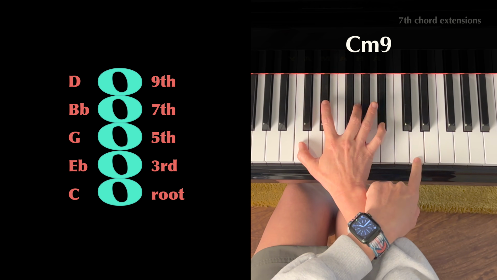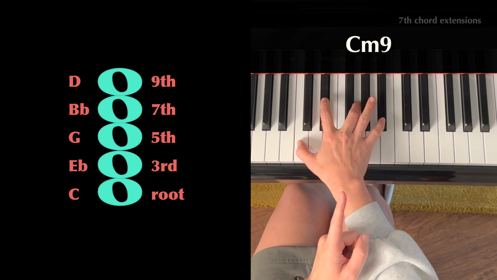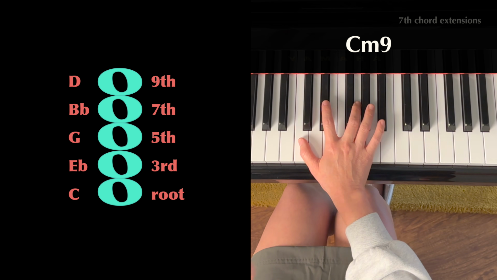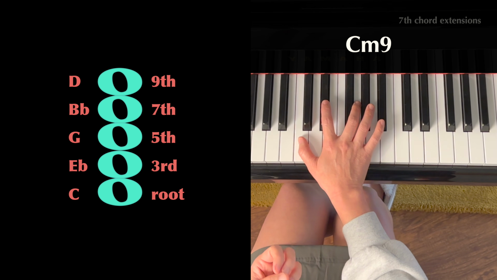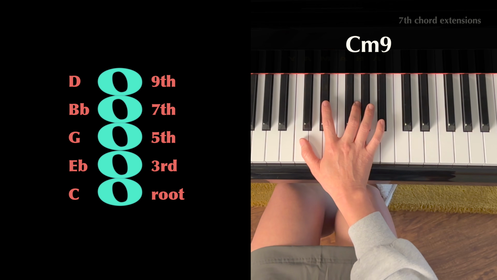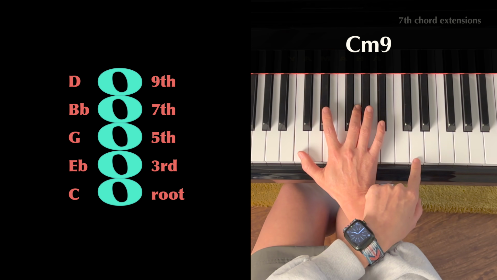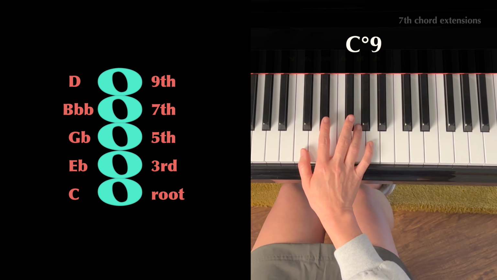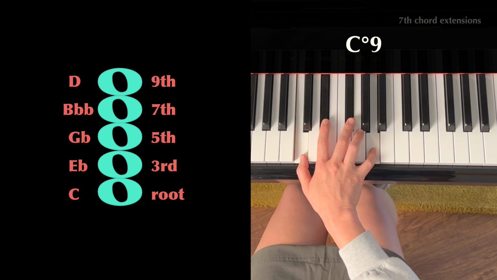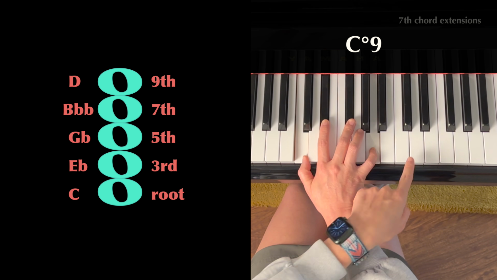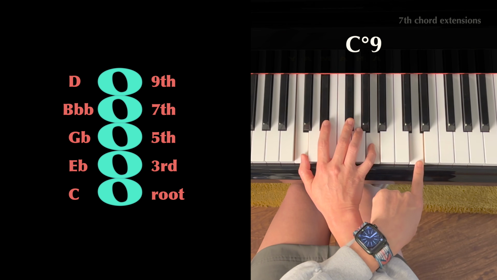Now remember, even though it says C minor, that only applies to the 7th chord quality. The 9 is a major 9 because there's no flat before the 9. Or you could have a C diminished 9. Here's the diminished 7th chord on C. And then you could add the major 9th.